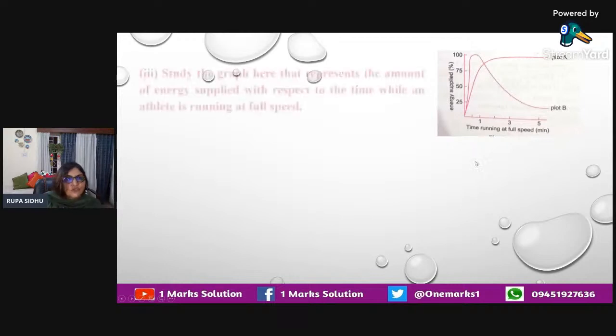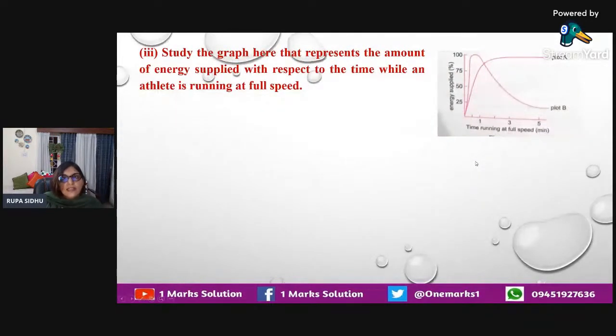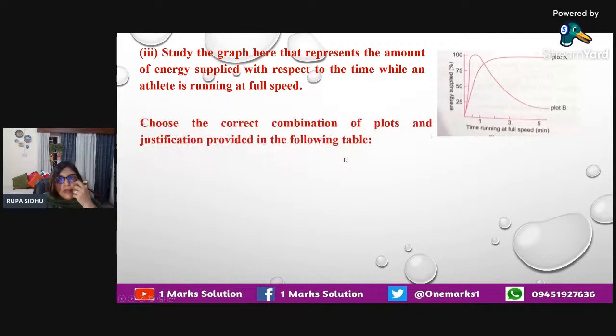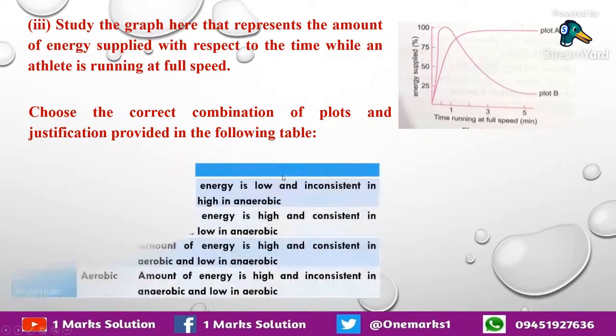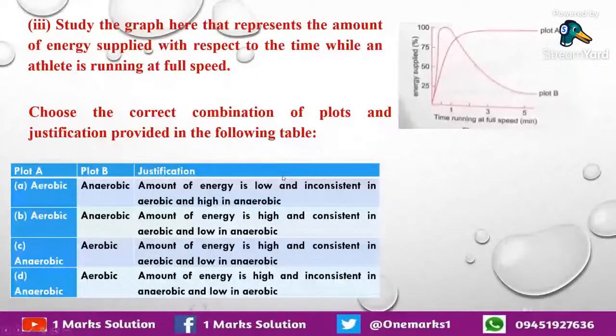This is the graph given to you. Study the graph here that represents the amount of energy supplied with respect to time while an athlete is running at full speed. All right. So choose the correct combination of plots and justification provided in the following table. A table is given to you for plot A and plot B. The justification is given to you here. You have to choose the correct combination.